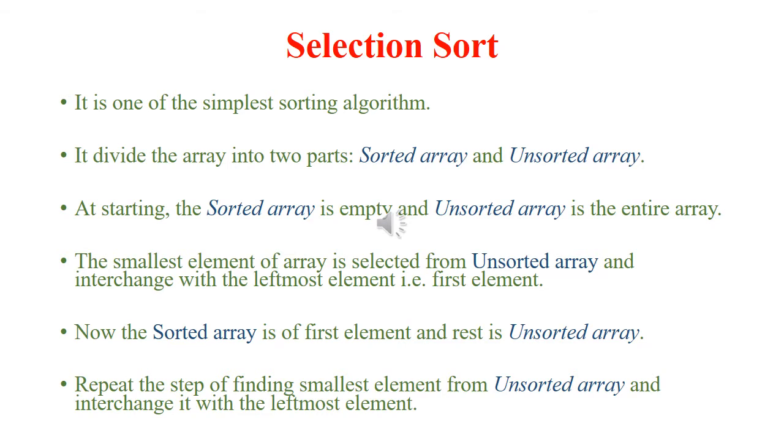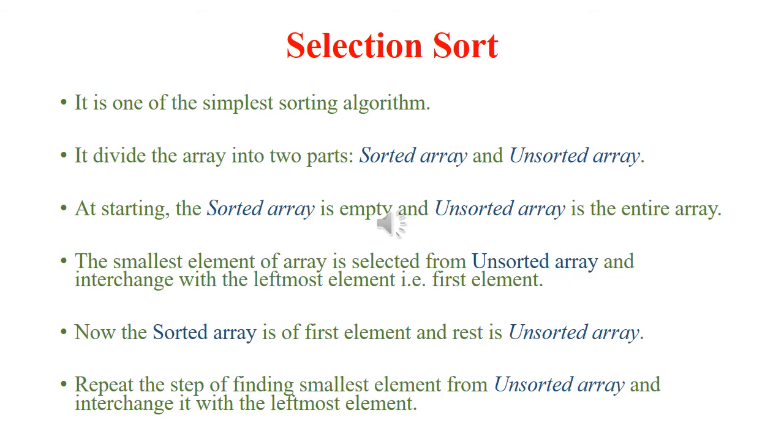So when we find the smallest element after searching the entire unsorted array, I interchange it. I swap it with the first or leftmost element. Right now, at the starting, when I am doing it the first time, the first element is the leftmost element. So I swap the leftmost element with the smallest element. Now the sorted array is of the first element. Now we have one element in the sorted array, that is the first element, and from second to last we again have the unsorted array.